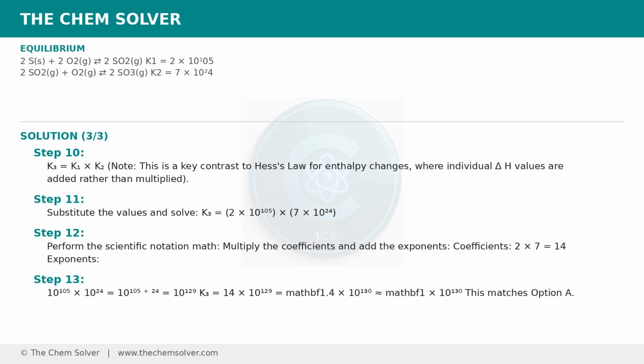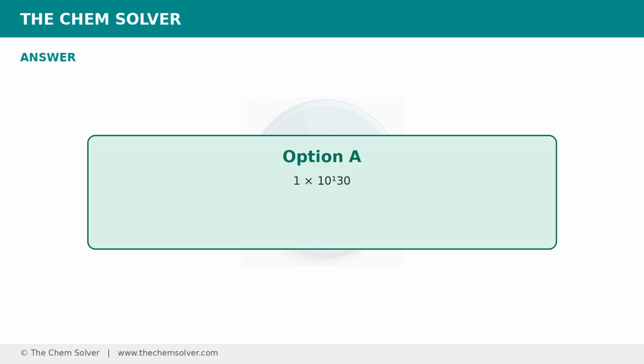K3 is equal to 14 × 10^129, which equals 1.4 × 10^130, approximately 1 × 10^130. This matches option A. The correct answer is option A, 1 × 10^130.